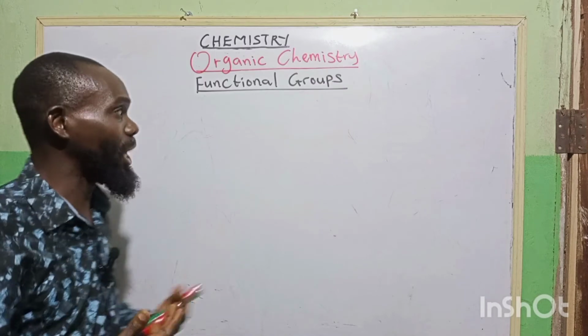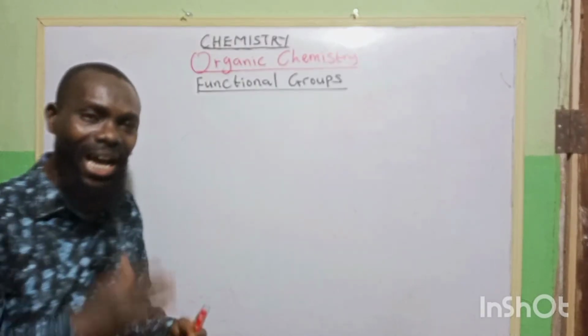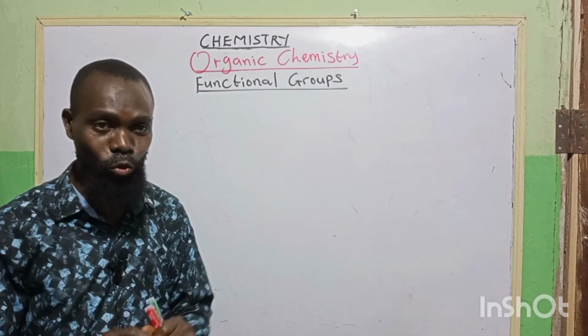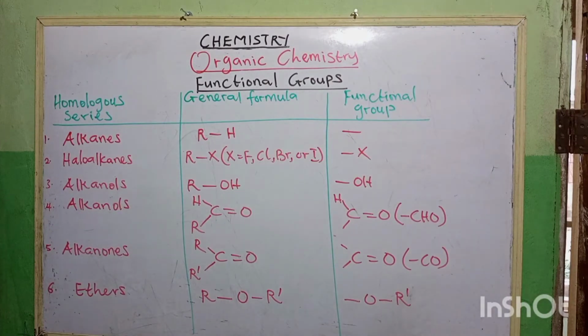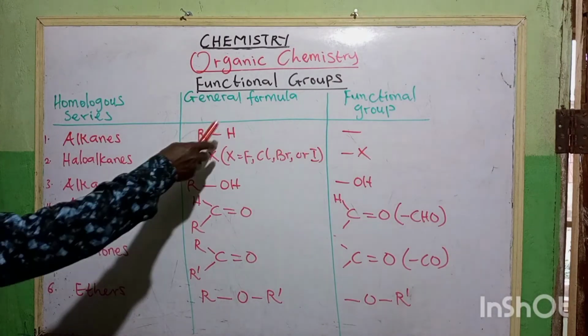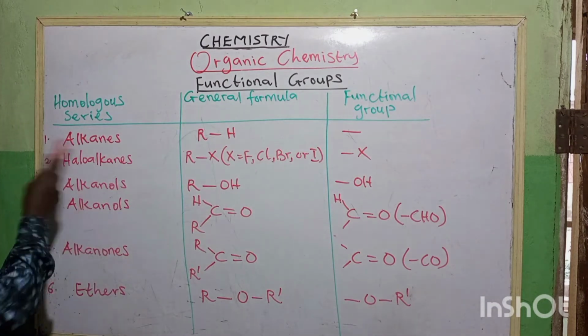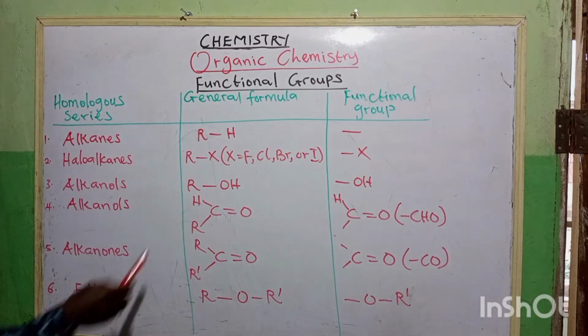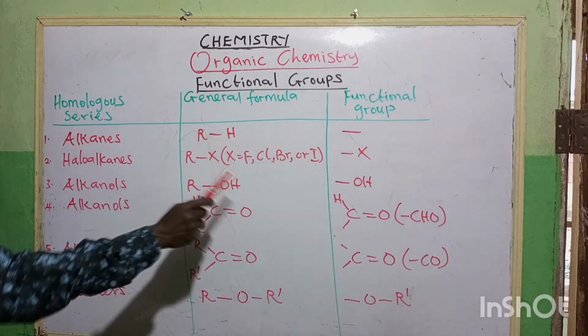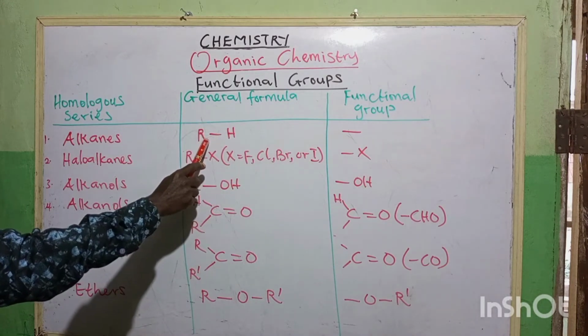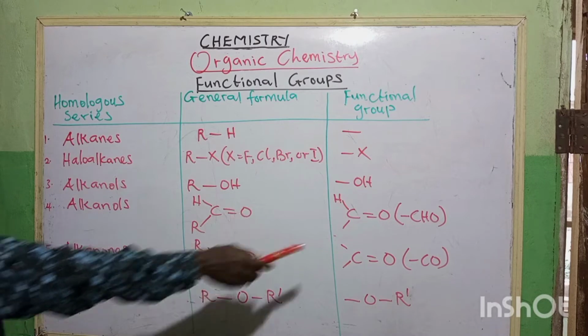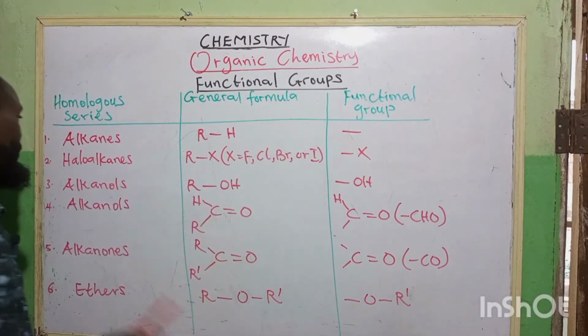Now, let us look at the homologous series, their general formulas, and the different functional groups. Number one, alkanes. It has the general formula RH. Don't forget the meaning of R, CnH2n+1. And the functional group is the single bond.